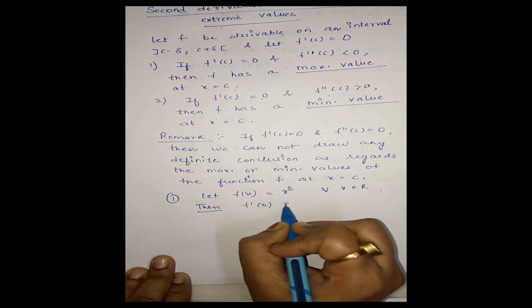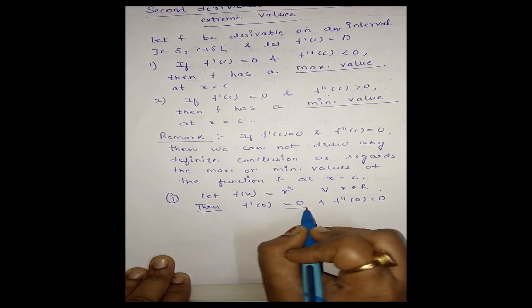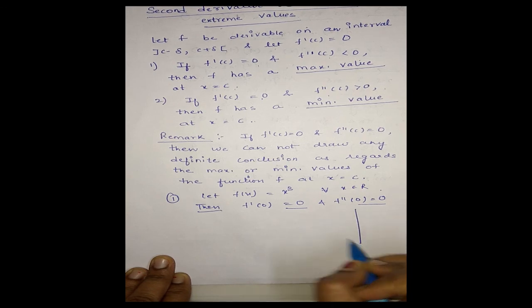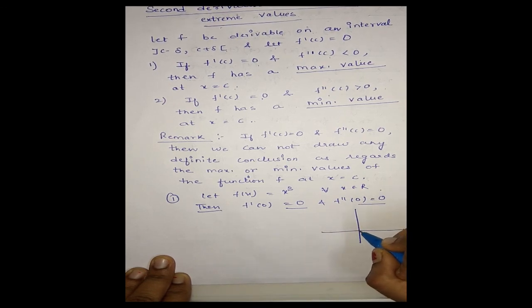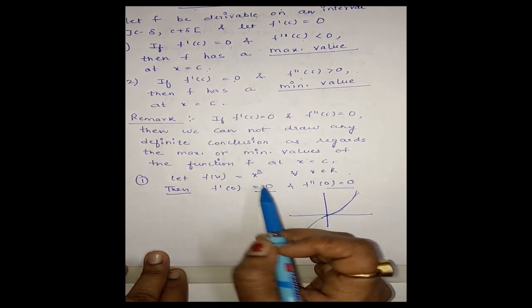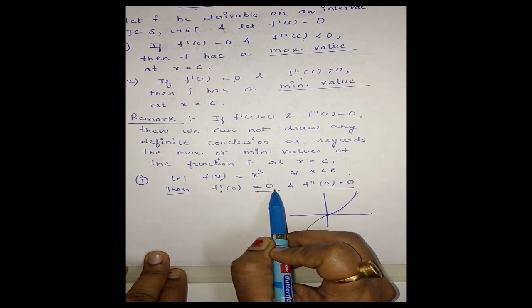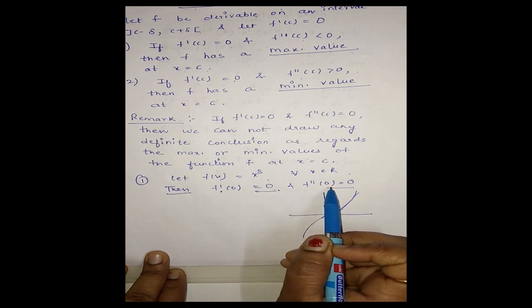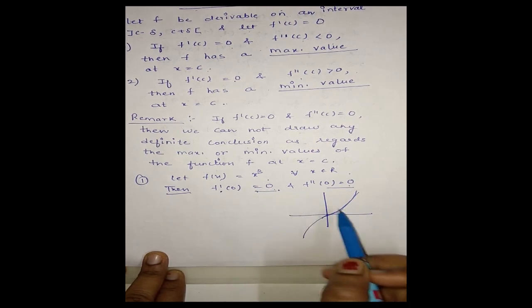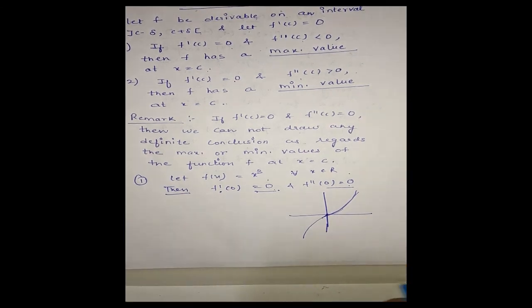Then f dash 0 is 0 and f double dash 0 is also 0. But we know from the graph, again we have this graph of x cube, this form, f of x is equal to x cube. Now here we note that f dash 0 is 0. f dash x is 3x square, at 0 it is 0, and then f double dash is 6x, then again 0. Okay, but we know x is equal to 0 is neither the maximum nor the minimum value.